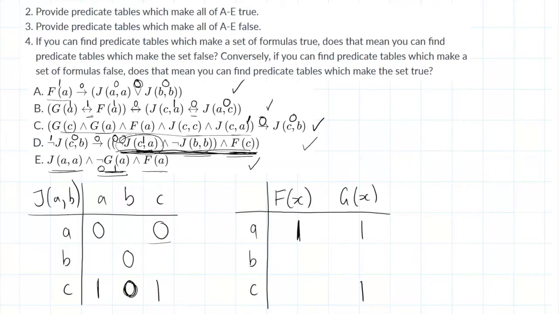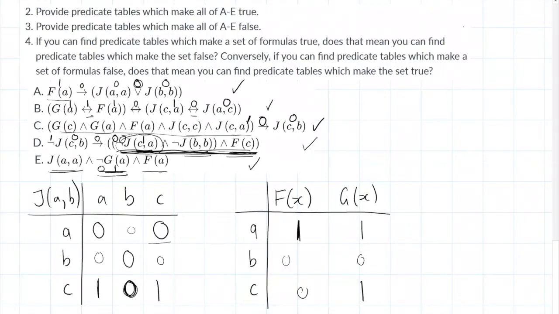And again, these are the only values that matter to make it false, but I can fill out the rest of them. Why don't I fill them all out with zeros? But I could do a mixture if I chose.